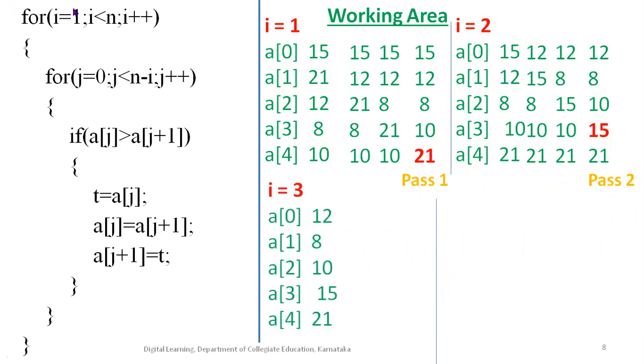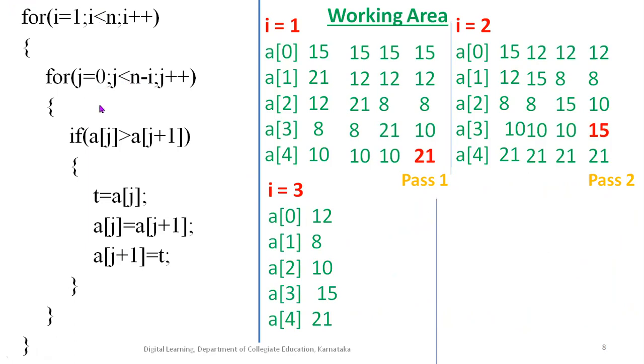Now, again, I value will increase by 1. Now, when that is, I changes to 3. When I is 3, we enter inside the J loop. So now the J value will start from 0 and the final value is n minus I. n is 5, minus I is 3. So 5 minus 3 is 2, less than 2 is 1. So J loop is going to repeat twice, when it is 0 and 1.